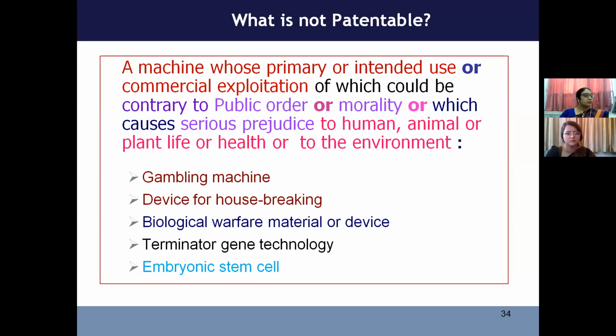But if you go through those patent documents, nowhere have they mentioned that these devices will be used for breaking houses. They have projected them with a positive use, or positive applications. Biological warfare material, terminator gene technology, or embryonic stem cells, all these kinds of inventions are not patentable in India.